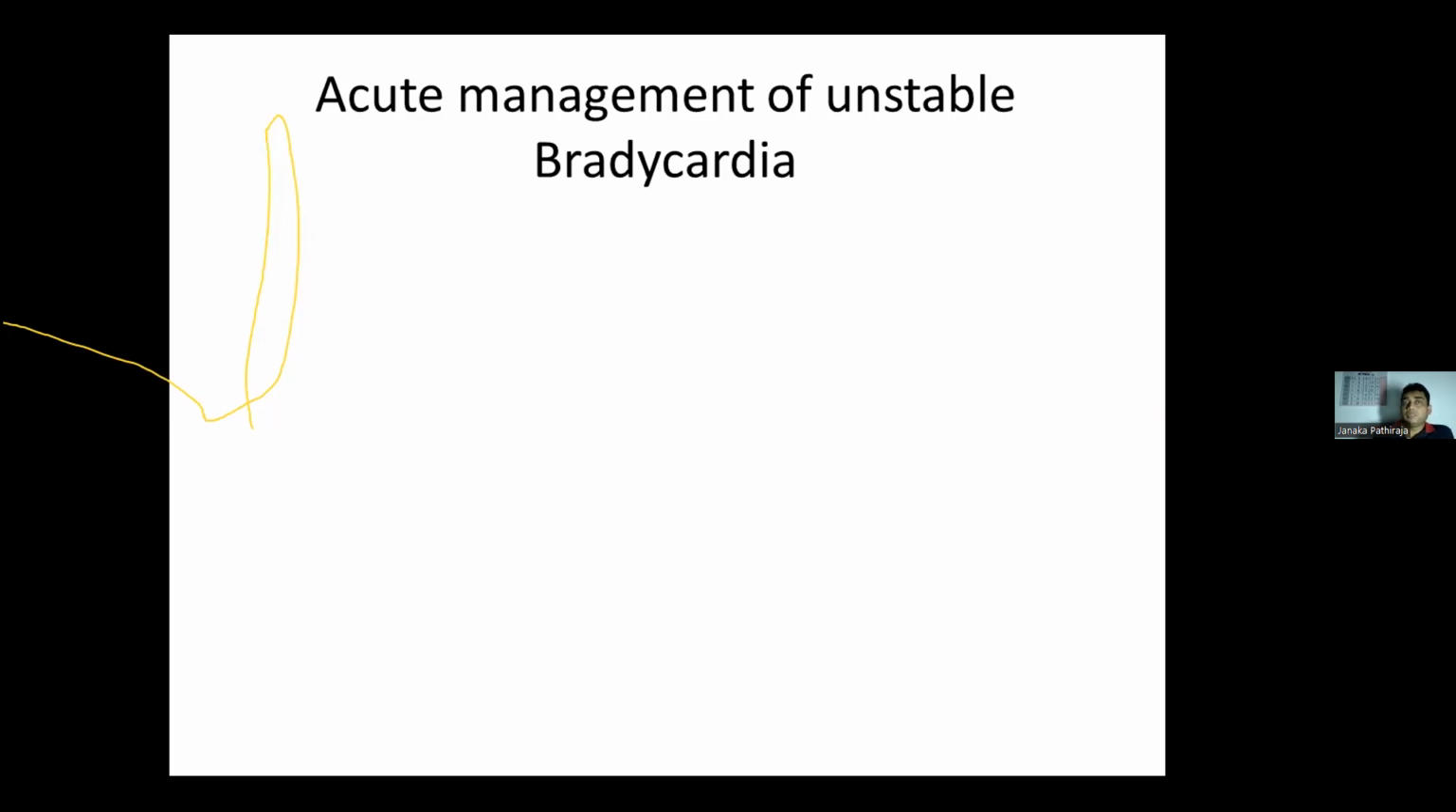Then how to manage in an acute situation? What are you going to do? Most of you are in CCUs now. The patient is on the ward, suddenly collapses and is found to be severely bradycardic, heart rate around 30. Then he is admitted to the CCU. What are you going to do now? You attach him to the monitor, heart rate is around 30, saturation is low, blood pressure is low, and the patient is not very conscious. What are you going to do?